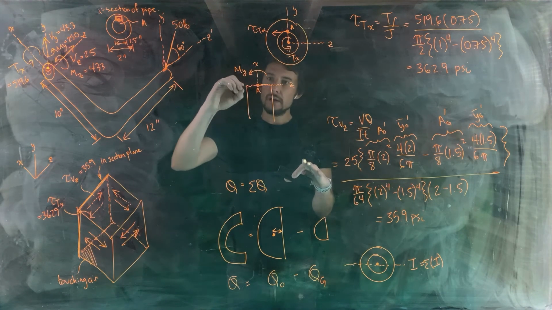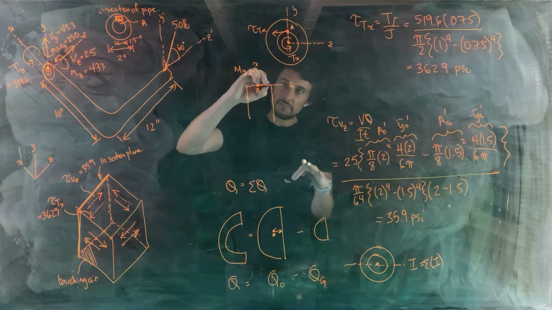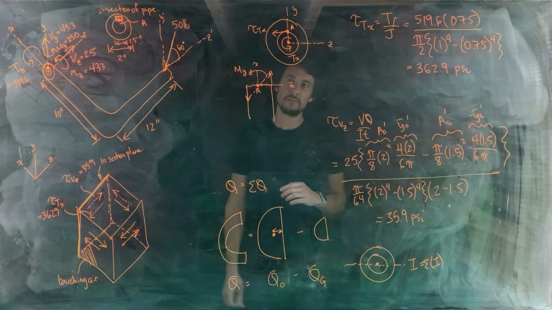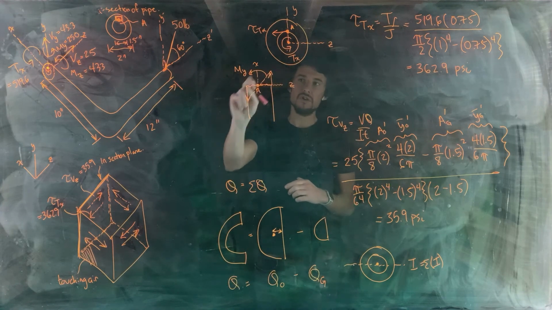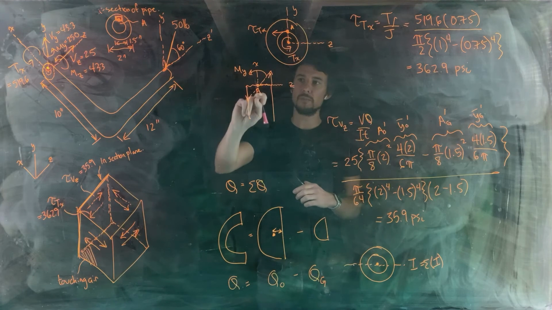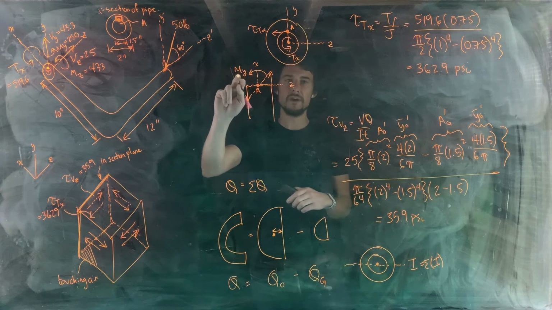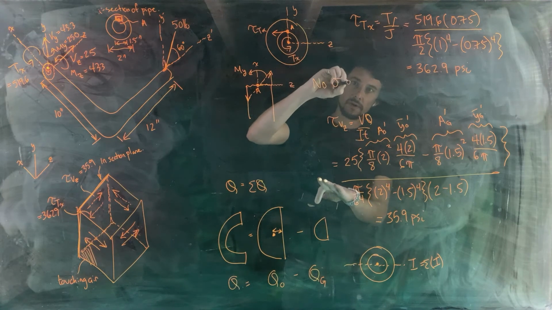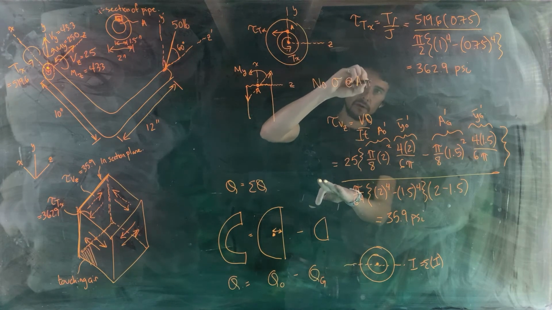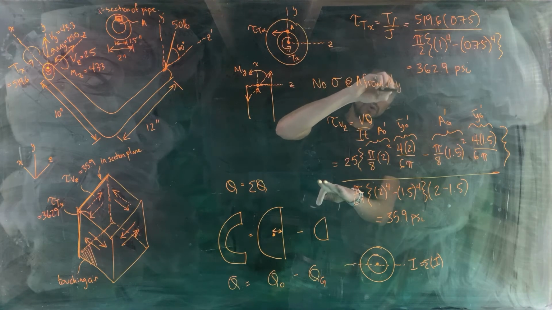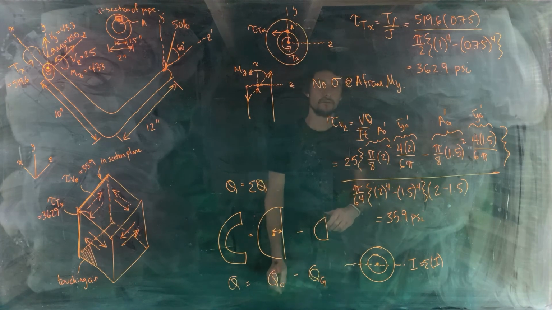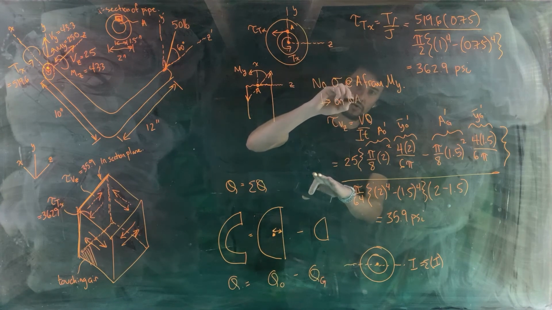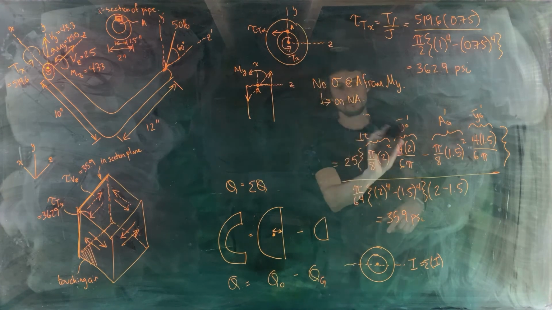So My is going to push this side of the cross section in, pull that side out in tension, with a linear transition between that tensile and compressive stress. Point A, no normal stress from My because point A lies on the neutral axis of bending of My.